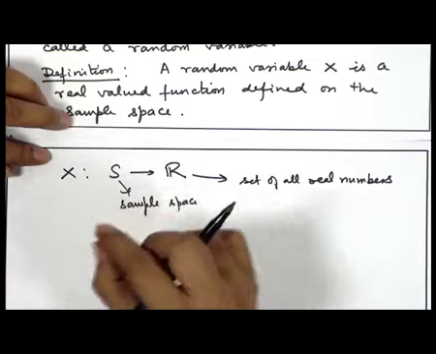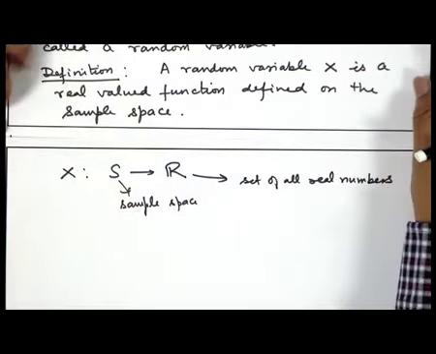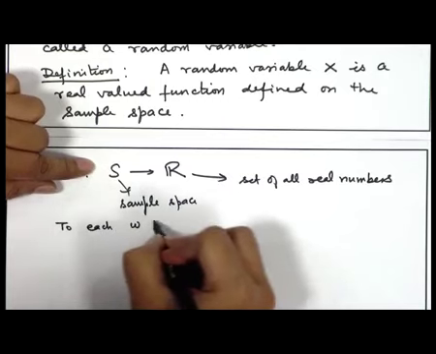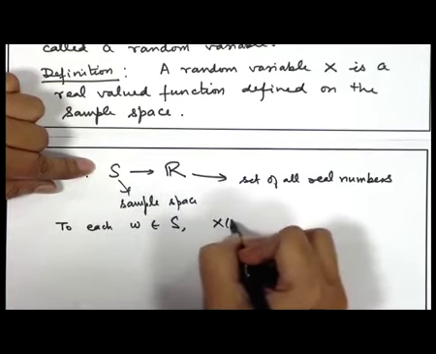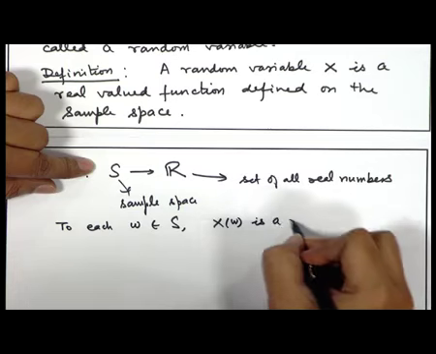So, X is actually a function, but in probabilistic terminology the convention is to call it a random variable. Okay, so, the name can also be explained. It is a variable because depending upon different outcomes it takes different values, and those outcomes are coming from a random experiment. Therefore, it is called a random variable. Mathematically, it is a function. That means, to each omega belonging to S, X(omega) is a real number.